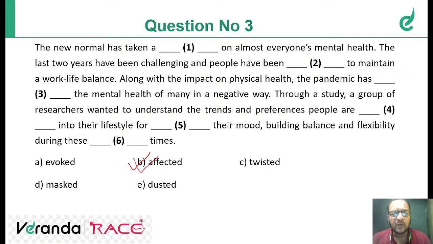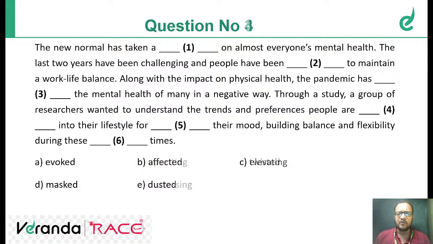Through a study, a group of researchers wanted to understand the trends and preferences people are dash into their lifestyle. If trends and preferences are dash into somebody's lifestyle, it is definitely brought into, made to come into. Otherwise, if you want to know the meaning of other options: evoked, I have understood, evoke the emotions. Twisted means making something complicated. Masked means covering, concealing something. Dusted means removing dust from something. So we have solved question number 3, which is affected.